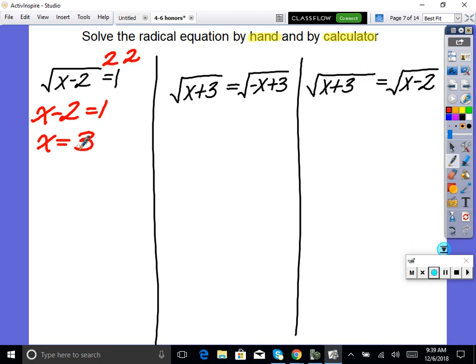What is a requirement when solving a radical equation? To check your answers for extraneous solutions. That's super important. That's the point of this part, okay?